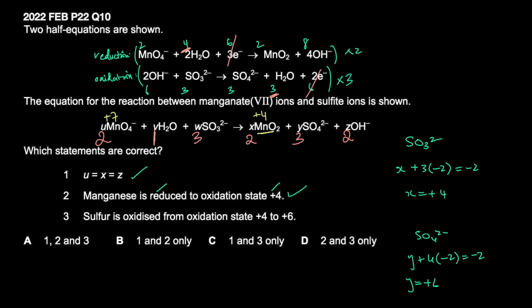So sulfur is going from +4 to +6. So it is being oxidized because the oxidation number is increasing from +4 to +6. So the answer is A. All three statements are correct.